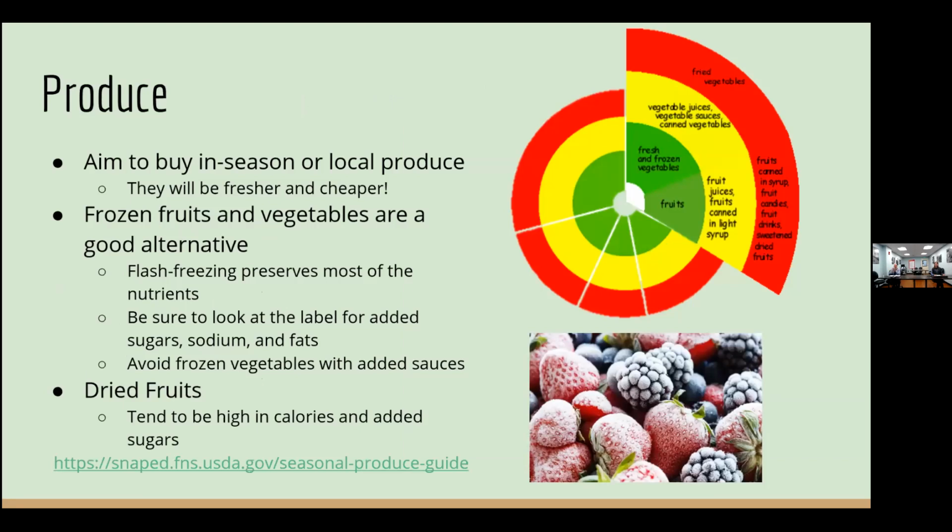Okay, great. So we're going to start with produce. Now you see right there the green, fresh and frozen vegetables and fruits. You want to buy in season and local produce. It'll be fresher and they'll be cheaper also.